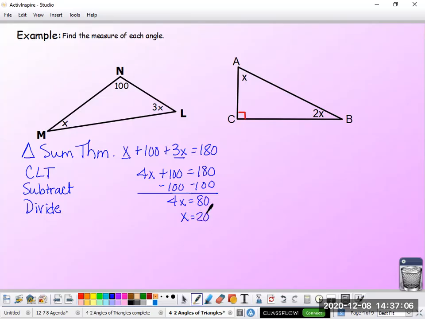Now that's not our final answer. Remember, we want to find the measure of each angle. Well, we already know that the measure of angle N is 100 degrees. So looking at the measure of angle M, it's x, and we know that x is 20, so the measure of angle M is 20. The measure of angle L is 3 times x, or 3 times 20, which is 60.